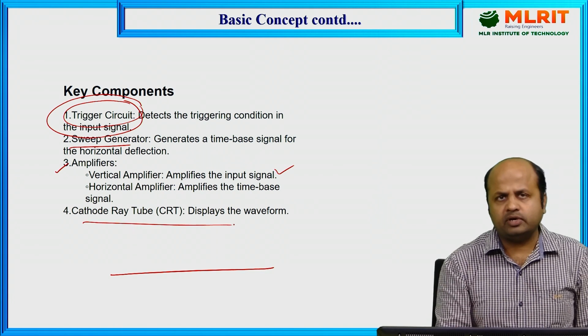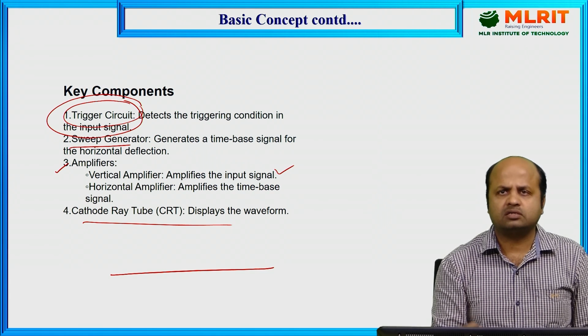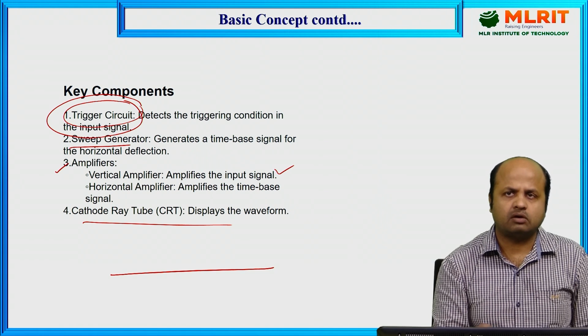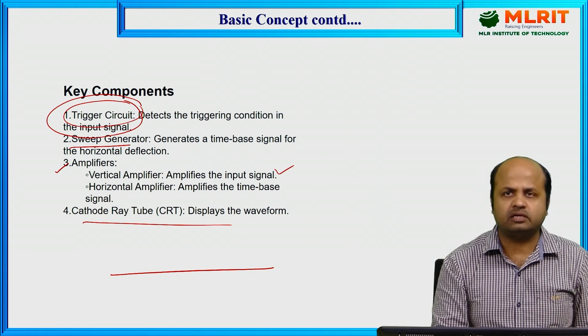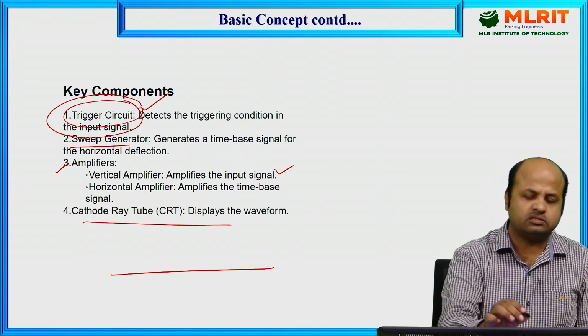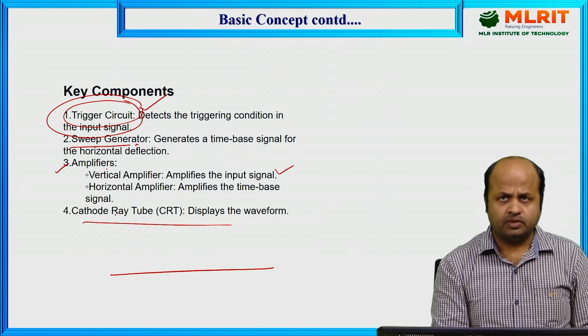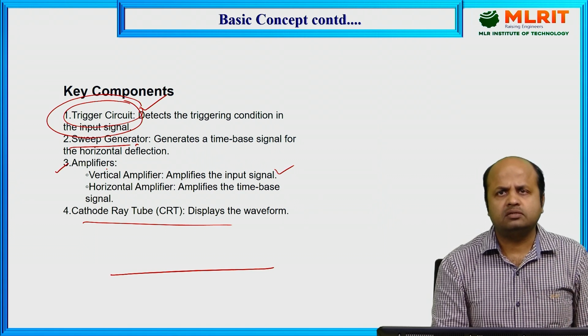And fourth component is CRT. CRT is obviously, without CRT we can't imagine the construction of a CRO. So CRT is one of the most important parts of CRO. The only difference or only additional circuit in the triggered sweep CRO is the trigger circuit, and the remaining sweep generator, amplifier and cathode ray tube are similar to the normal CRO.